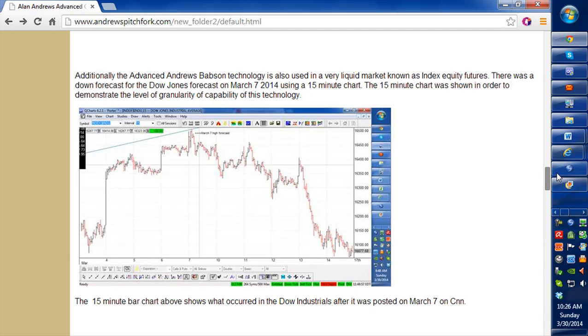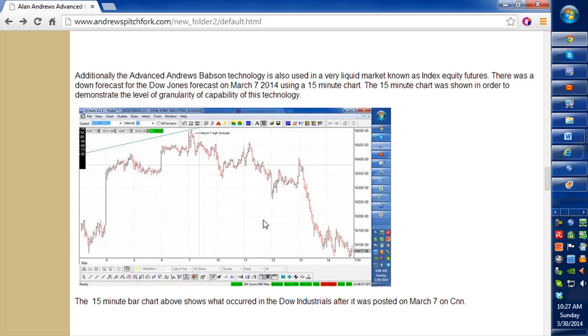Okay, let's see. Now, on March 7th, 2014, we posted a chart on the Dow Jones Industrial Average, suggesting that this here was a high. And yes, it was a high. It was accurate. And as you can see, on this 15-minute chart, prices spent a considerable period of time going down here for the next several weeks.